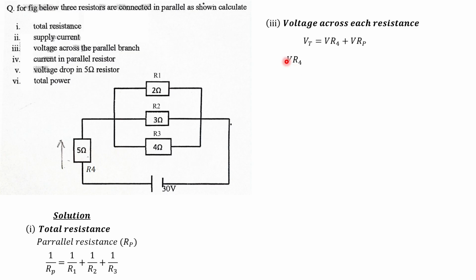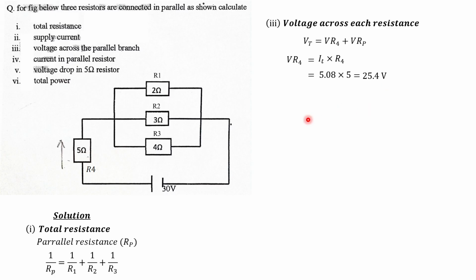All right. So let's first calculate VR4, that is the voltage across resistor R4. And this is equal to IT times R4. So IT here is the supply current. Okay. So we have 5.08 times 5. And this is equal to 25.4 volts. So the voltage across resistor R4 is 25.4 volts.